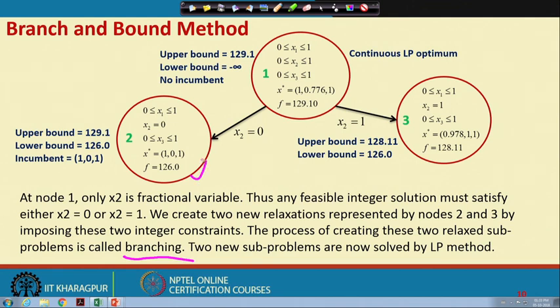So, when I solve this subproblem at node 2, I get all the values as integers at the optimal solution. 1 0 1 is the solution. So, all integer values and the objective function value is 126. At node 3, I have x1 as a fractional value, x2 and x3 are integer, and the objective function value is 128.